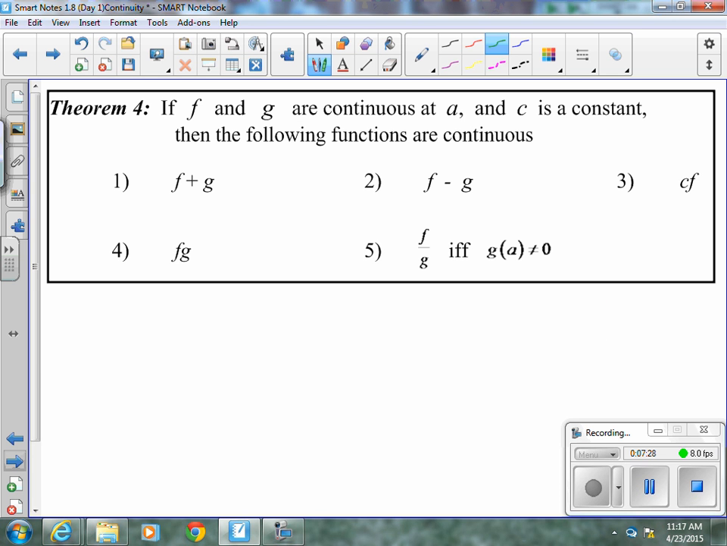Now, a couple more ideas. If f and g are two functions that are continuous at a, and c is a constant, then the following functions are also continuous. If f and g are continuous, their sum is continuous. Their difference is continuous. Each one multiplied by a constant is continuous. Their product is continuous, and their quotient is also continuous as long as the function in the denominator does not equal 0.